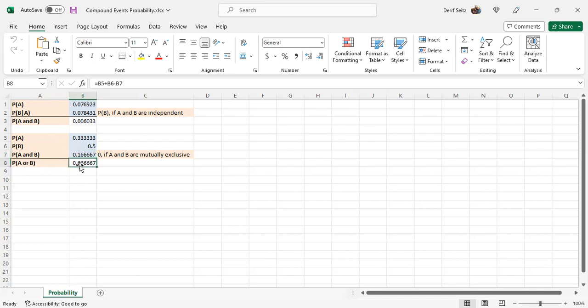In the formula, you add the probability of A to the probability of B and subtract off the probability of their intersection. And if there's no intersection, if they're mutually exclusive, you're subtracting off 0, so it's simply the sum of the probabilities. So these two little calculation areas will help you to organize these calculations and quickly get correct answers.